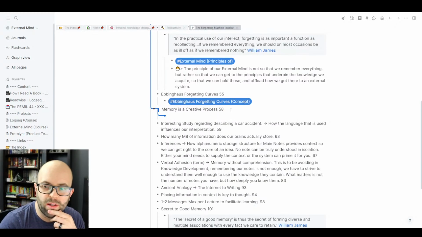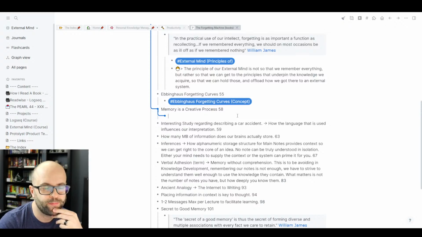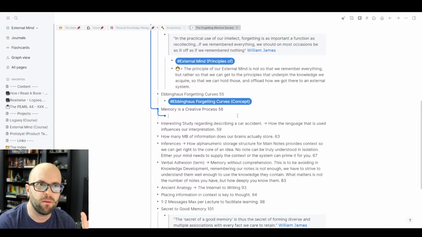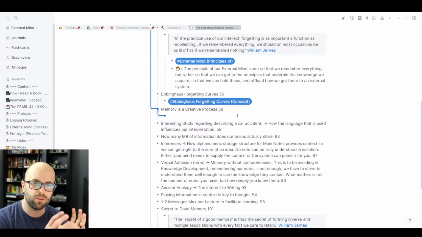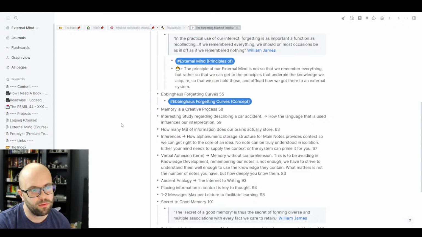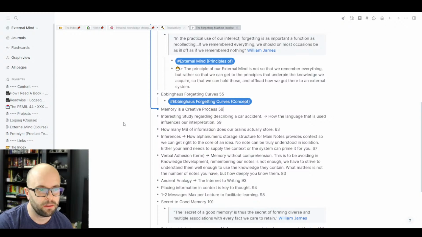Memory is a creative process. So this is another one where when we create a memory, we are forming those associations, those connections. We aren't just codifying it by itself. We actually have to generate something new in our minds when we do that. So I thought that was interesting. I don't know where I would use this right now, so I think I'll just skip over it.